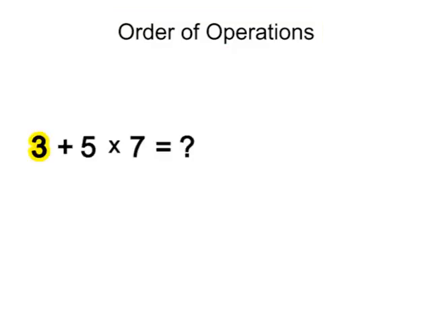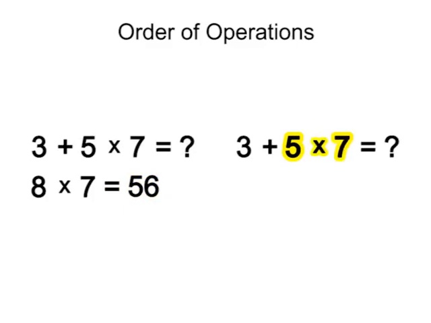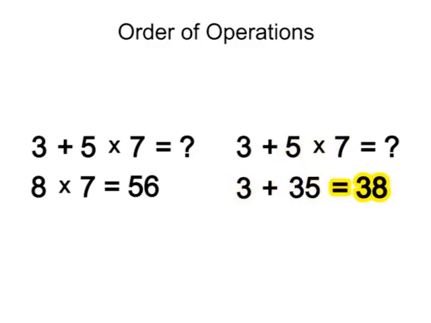For example, 3 plus 5 times 7 seems relatively simple at first. 3 plus 5 is 8, times 7 equals 56. But what if the operations were in a different order? 5 times 7 is 35, and 3 plus 35 equals 38. We calculated two very different answers for the same problem simply because we didn't follow the same order of operations.